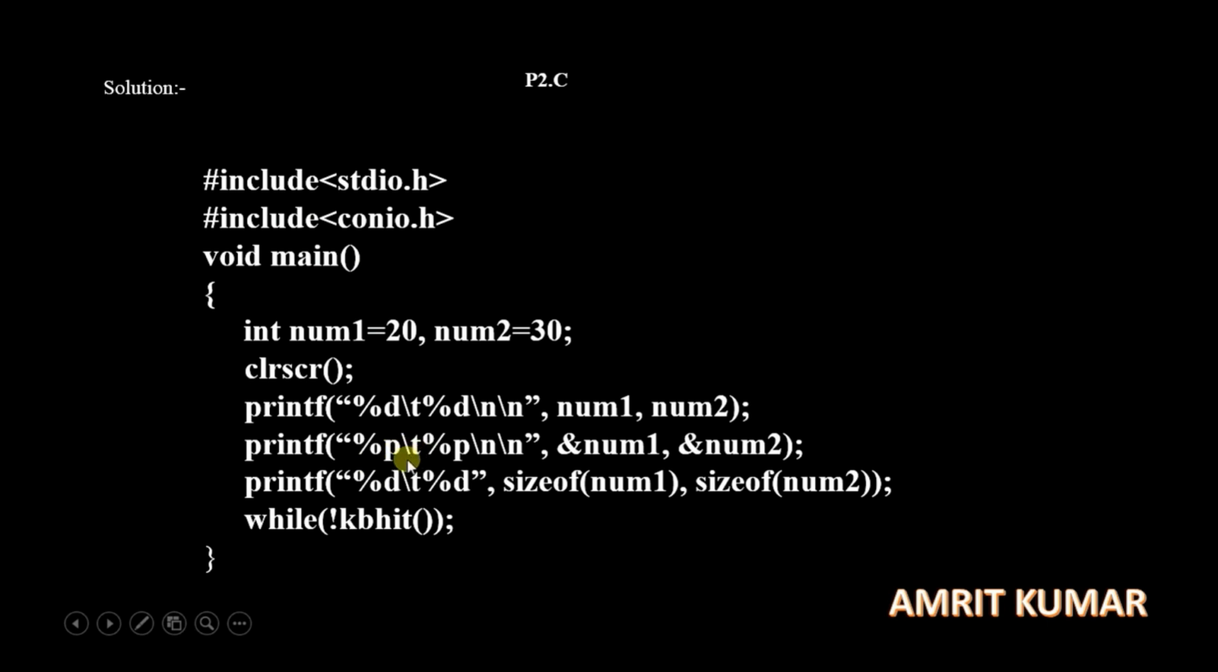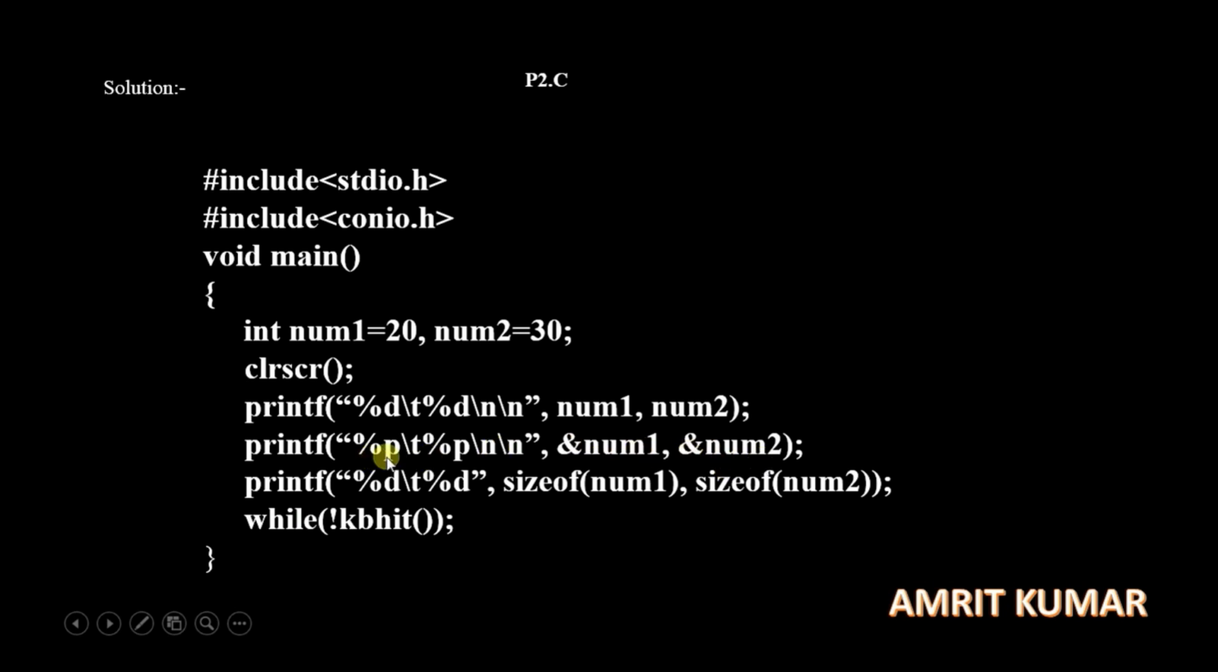Now after that we have used the same escape sequence, and its work is tabbing between two values. So here num1 and num2 are the two variables, and we are using the ampersand operator, whose work is to hold the address of num1 and the address of num2. Because the ampersand holds the address of the variable, the address of variable num1 and the address of variable num2 will be stored here.